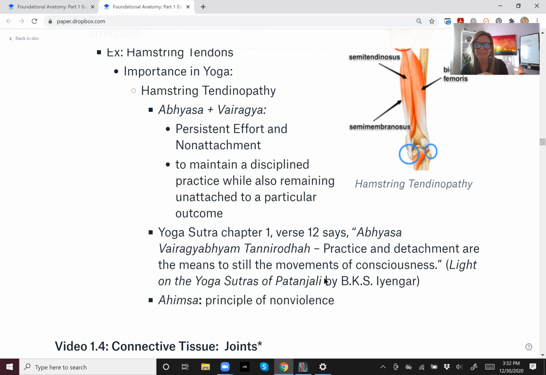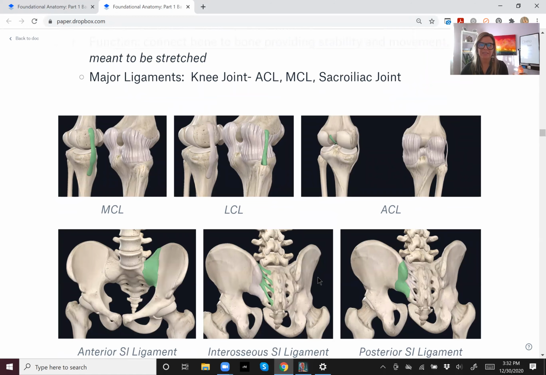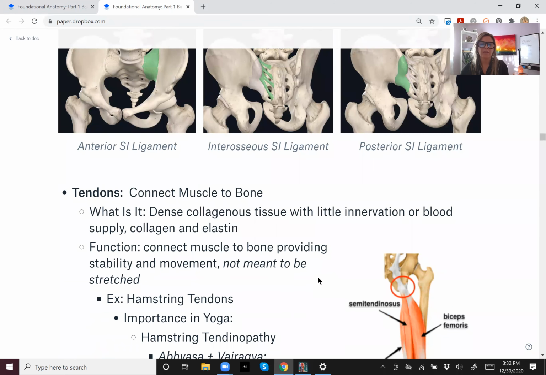So that's it. We'll just real quick review. Ligaments connect bone to bone. They're not meant to be stretched, with very little innervation or blood supply. Most common ones are seen in the knee and in the sacrum. And then tendons connect muscles to bone. Again, same thing, very little innervation, very little blood supply, a little bit stretchier than the ligaments because of the motion that they're doing, but still necessary, still not meant to be overly stretched.